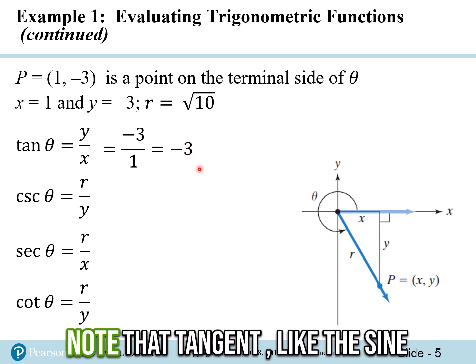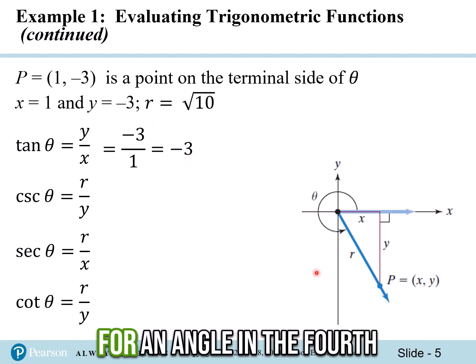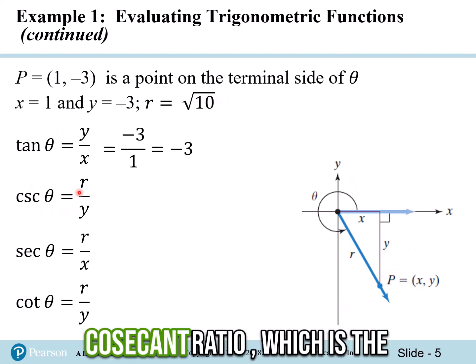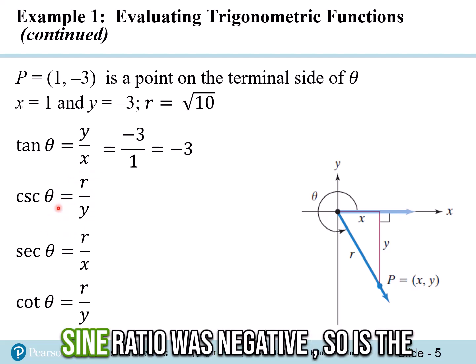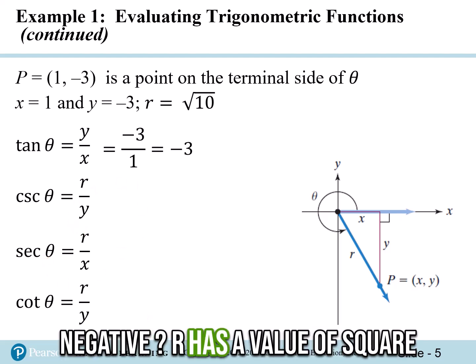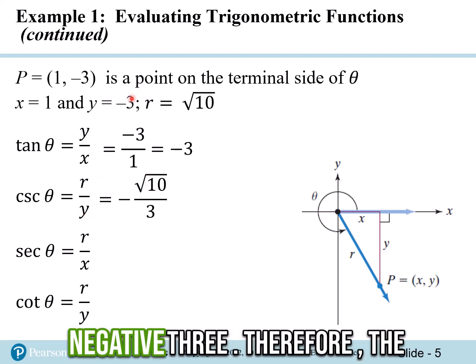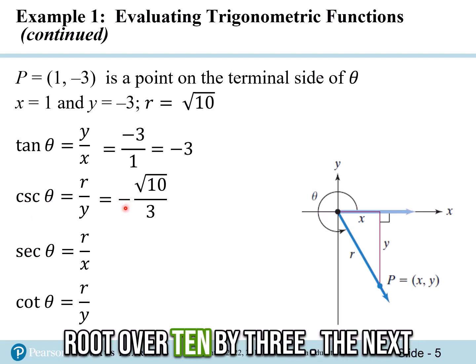So here we note that tangent, like the sine function, also is a negative value for an angle in the fourth quadrant. Let's look at the cosecant ratio, which is the reciprocal of the sine ratio. The sine ratio was negative, so is the cosecant ratio also going to be negative? R has a value of square root over 10, y has a value of -3, therefore the cosecant ratio is negative square root over 10 by 3.